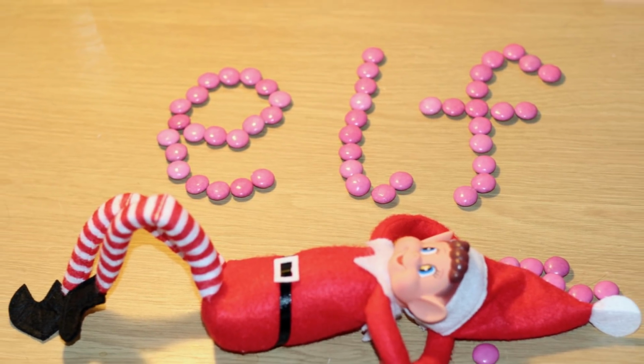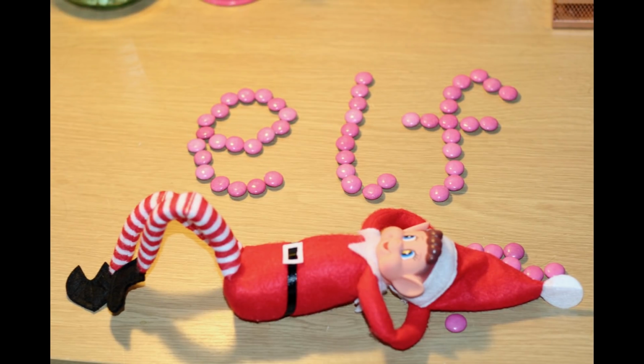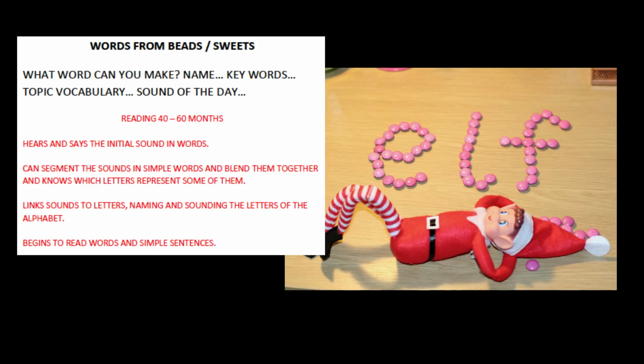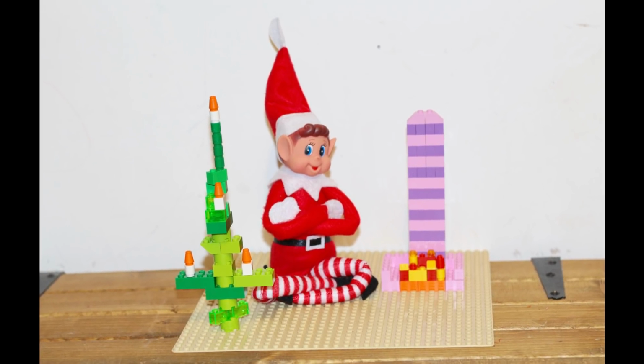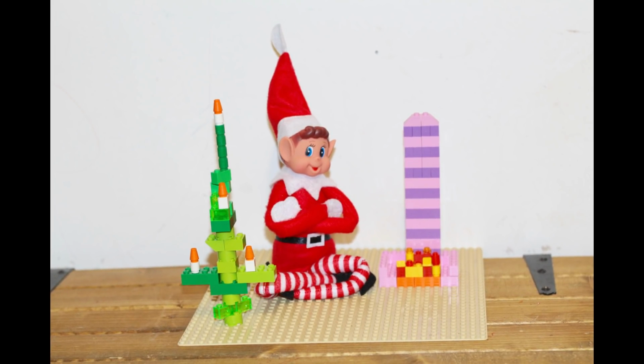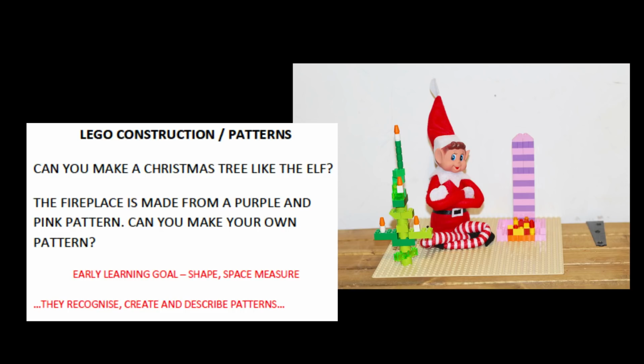This first idea here is that the elf appears and he's left a message for the children. You could focus it on anything you like. It could be their name, it could be any keywords, it could be a word of the day or some kind of vocabulary that you want the children to practice. There might be a particular sound of the day in your phonics that you'd like them to reinforce, and maybe the children during their free flow could have a go at writing different sounds or a name. In this picture the elf has constructed a Christmas tree and a chimney, and here I've said that maybe you could ask the children, could they make a Christmas tree like the elf, or could they make a fireplace with a purple and pink pattern? Could they make their own pattern?